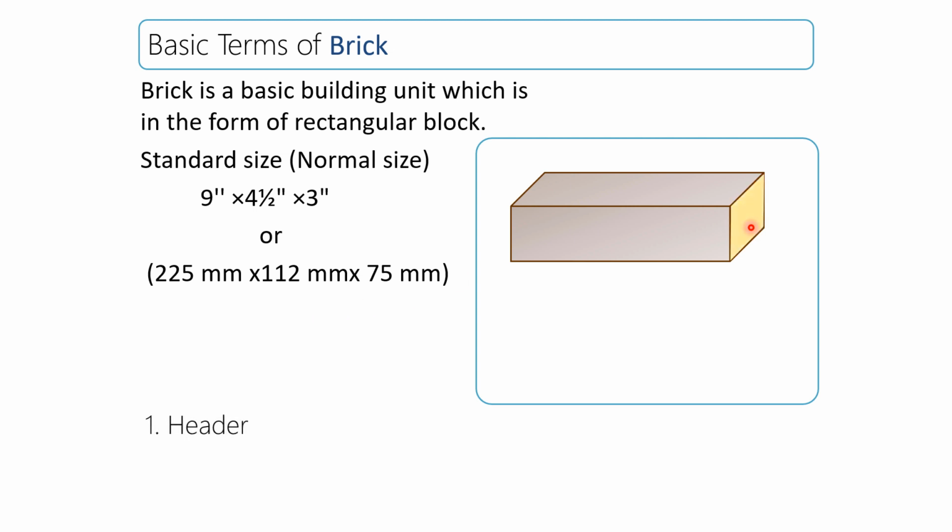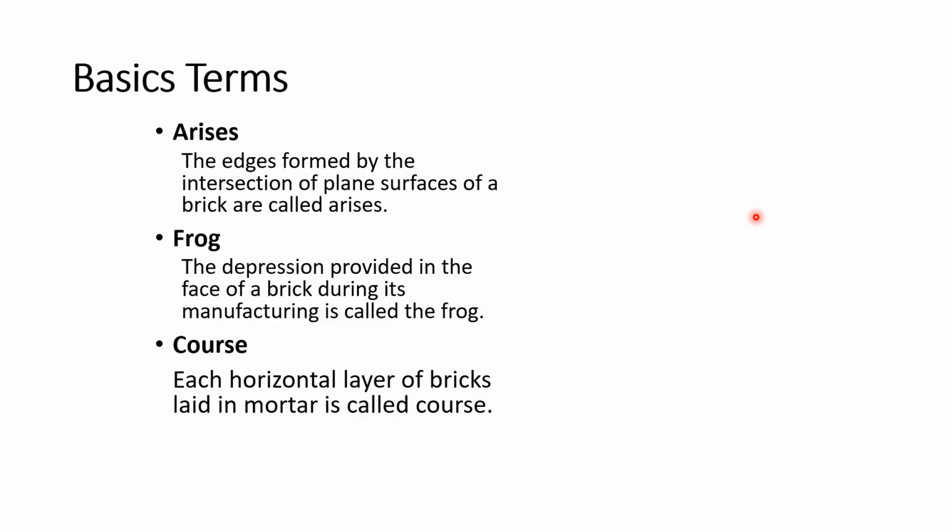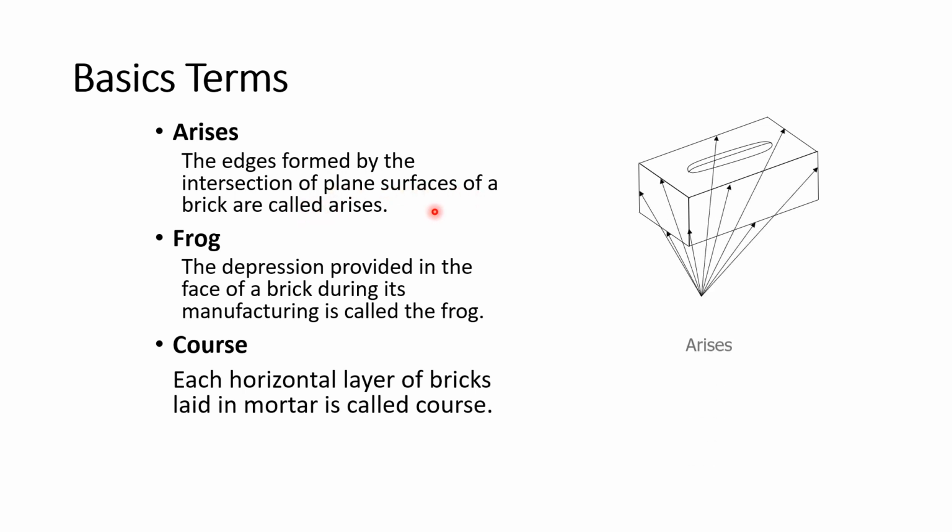That is header and that is stretcher. This face of the brick, the longitudinal face of the brick, that is stretcher, this is header. Now arises. The edges formed by the intersection of plane surfaces of a brick are called arises. You can see these all are the arises. This face of the brick and this face of the brick are intersecting at this line. This is called arises.